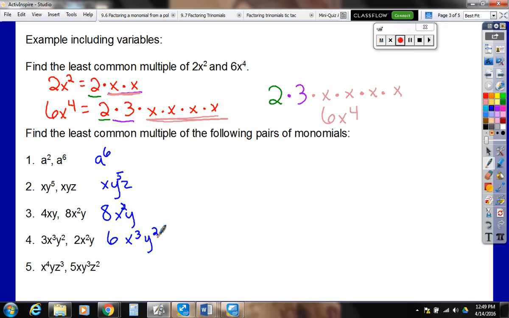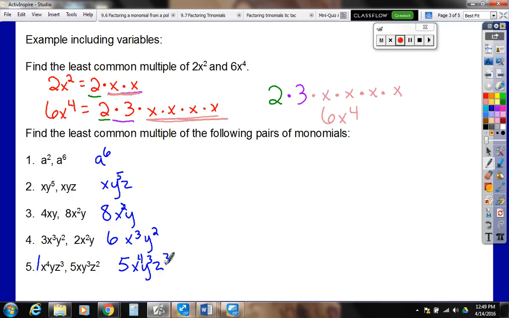Number 5, Claudia, what's the least common multiple of 5 and what coefficient is right here? 1. So the least common multiple of 5 and 1 is 5. And what all variables do we have? X, y, and z. What exponent would I write for the x? 4. What exponent would I write for the y? 3. And what exponent would I write for the z? No, I'm not adding anything together. Which one is biggest? Good, 3.